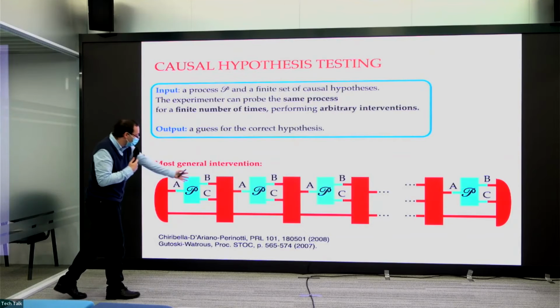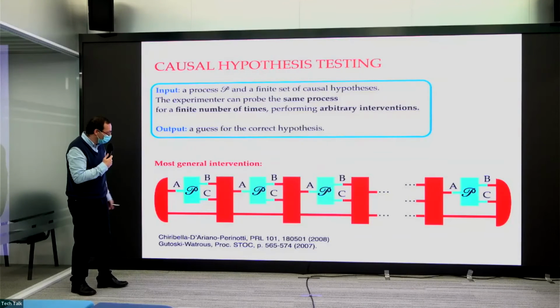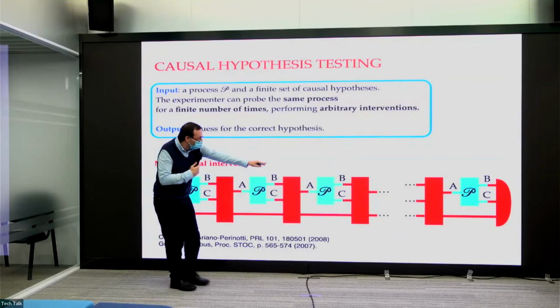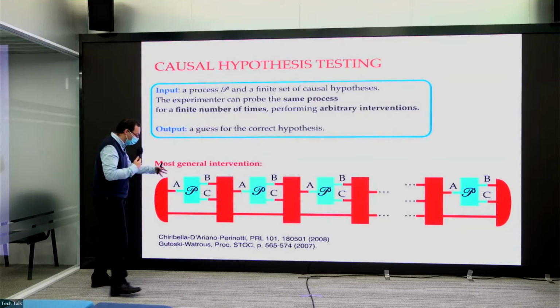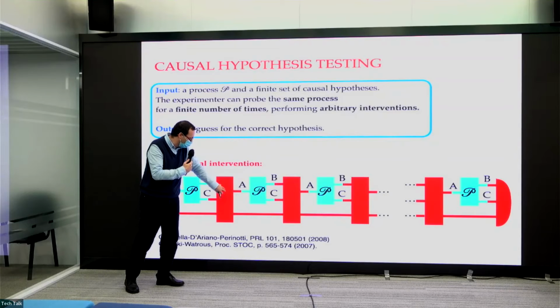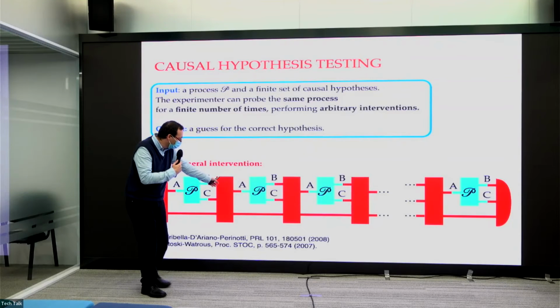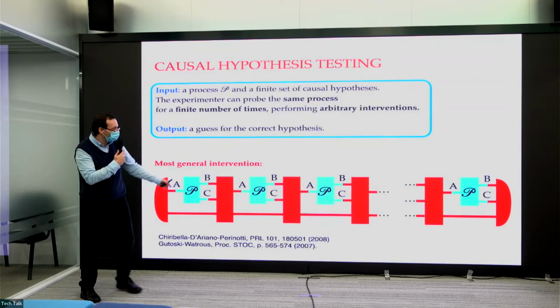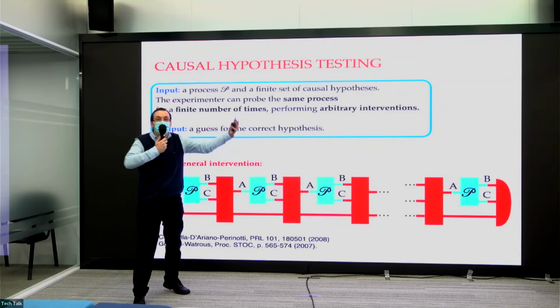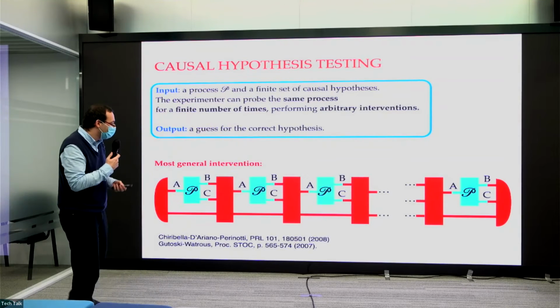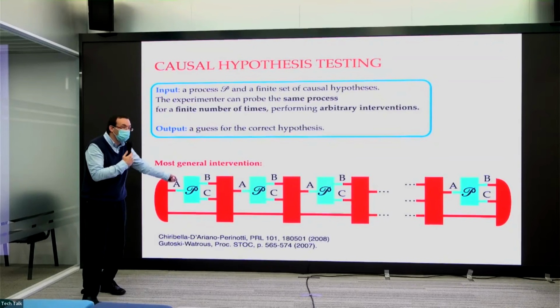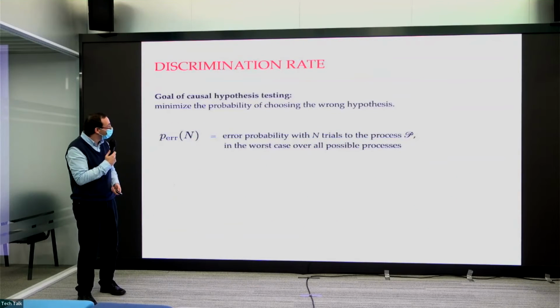So here is a scheme of how this would work. The process P is used many times, and you could prepare the initial variables in some state, and between one step and the other, you could intervene, do some operation that is your intervention, and in the end, you would measure the output and try to guess what is the relation, the internal structure of this process.